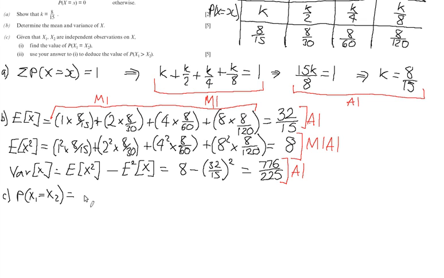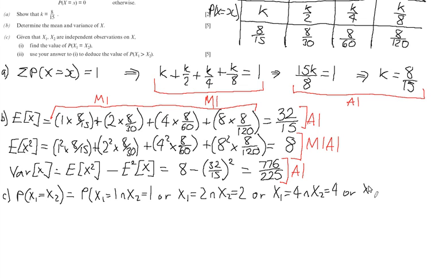is we could have the probability of x1 equal 1 and x2 equal 1, or x1 equal 2 and x2 equal 2, or x1 equal 4 and x2 equal 4, or finally x1 equal to 8 and x2 equal to 8.